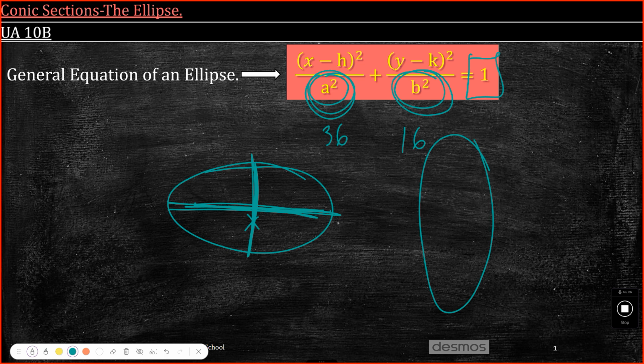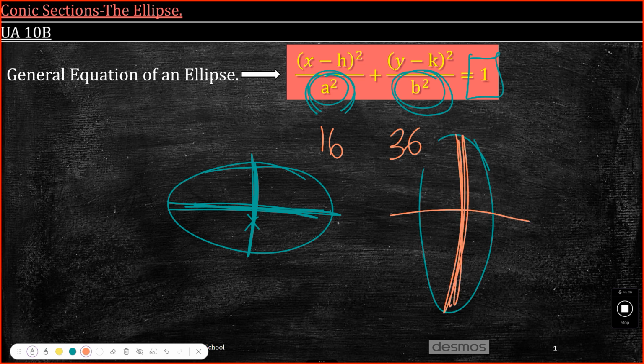If the numbers switch, and this is, say, 16, and this is 36, that is because along the y, this is going to be bigger. Along the y, it is bigger than it is along the x.